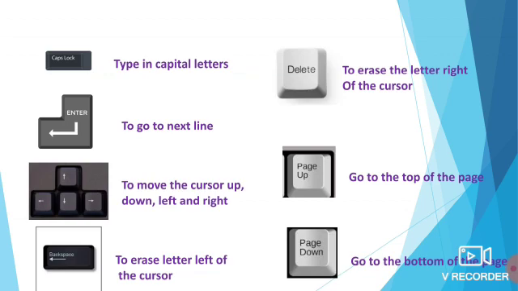And to move the cursor, we have seen that small blinking line, right? To move the cursor up, down, left and right, you have to use the arrow keys. And if you want to erase the letter left of the cursor, what key do you have to use? Backspace. And if you want to erase the letter right of the cursor, you have to use the delete key. For erasing letters alone, we have two keys. If it is left of the cursor, you have to use backspace. If it is right of the cursor, you have to use the delete key.